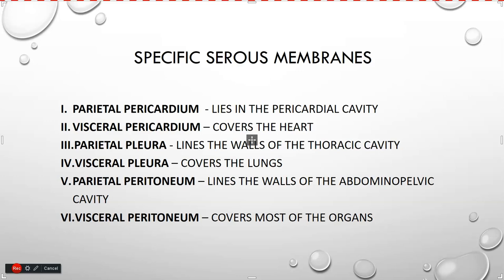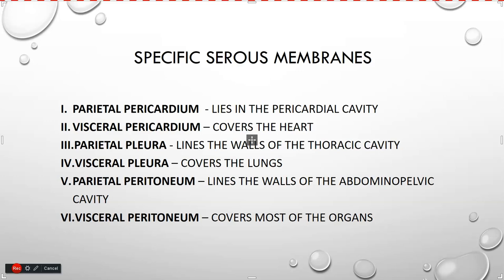Number 3 and number 4, specific serous membranes that relate to the lungs. Because it relates to the lungs, we use the term pleura. The parietal pleura lines the cavity walls of the thoracic cavity where the lungs lie. The visceral pleura is the serous membrane that covers the lungs themselves. So the parietal pleura lines the wall of the cavity that houses the lungs, and the visceral pleura is the membrane that covers the lungs themselves.